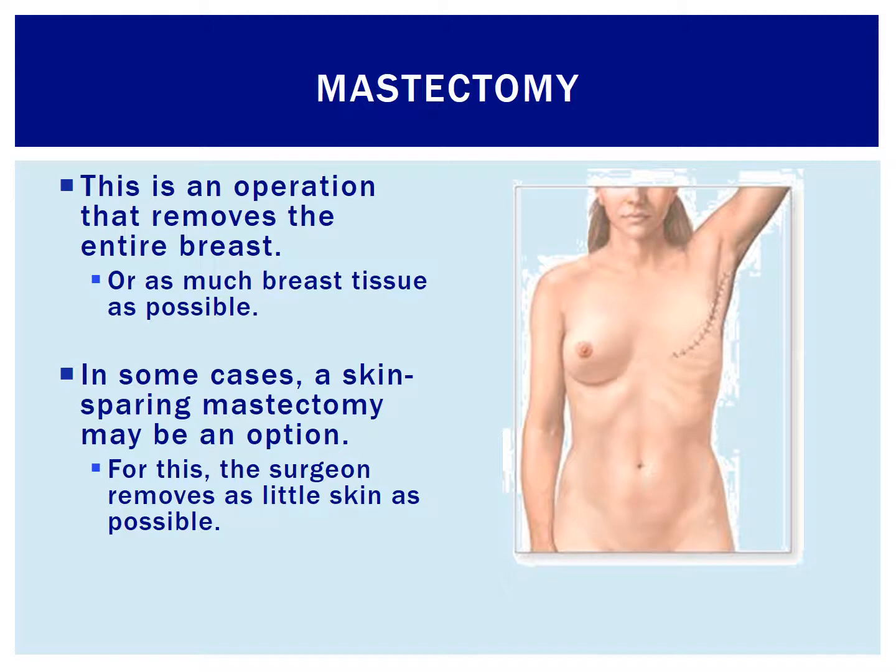A mastectomy is an operation that removes the entire breast or as much breast tissue as possible. In some cases, a skin-sparing mastectomy may be an option. For this surgery, the surgeon removes as little skin as possible. In this image, an adult female is shown after a mastectomy where the entire breast was removed.